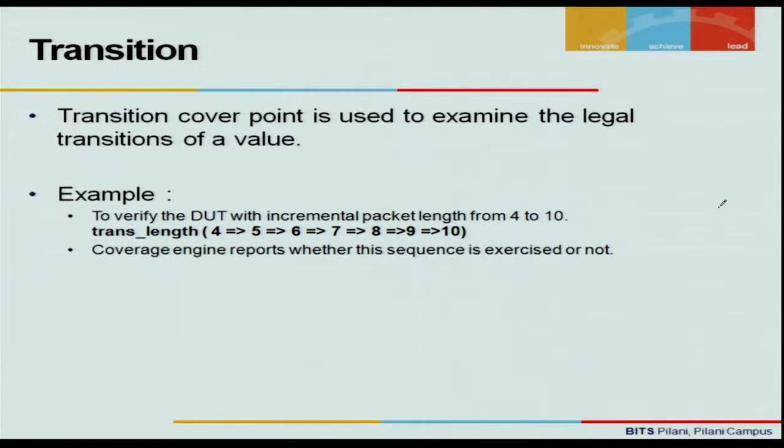Next is transition cover points. Now in your design, sometimes you will say, okay, this particular input takes a sequence of values. Let's say my input A takes value 1 in one cycle, next cycle it becomes 2, next cycle it becomes 3, or on the output side you get results something like that. Okay, my A should be 4, then it should go to 5, then it should go to 6. So basically it should be in increment fashion.